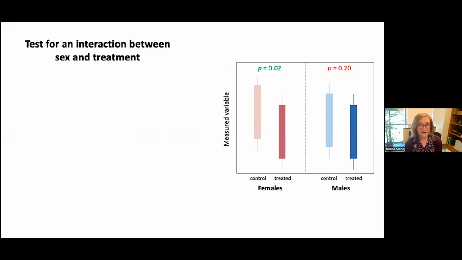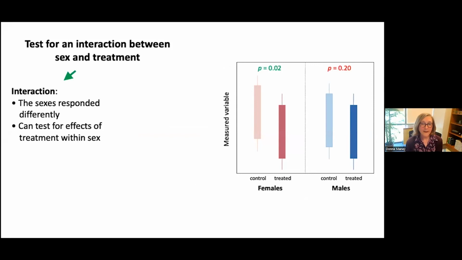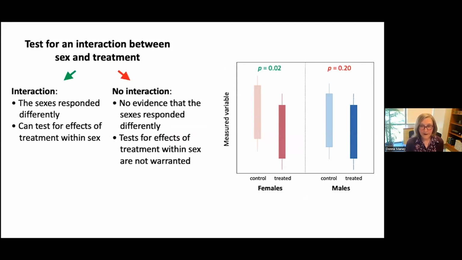So I recommend always testing for an interaction, even if you don't think you're powered to do that. And if you do find one, then you have some evidence that the males and females responded differently. And then you could test for effects of treatment within each sex. You just want to be careful not to accept the null if one of your p-values is higher than alpha. Now, if you don't find an interaction, then you don't want to test for effects of treatment within each sex. You would just say that you have no evidence that the males and females responded differently, with the caveat that your study was not powered to test for sex differences.